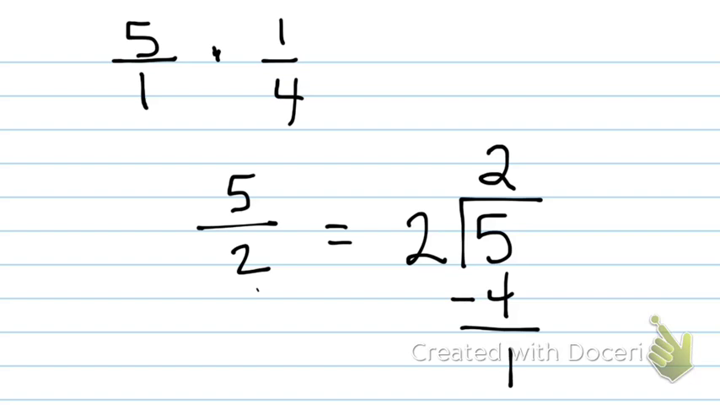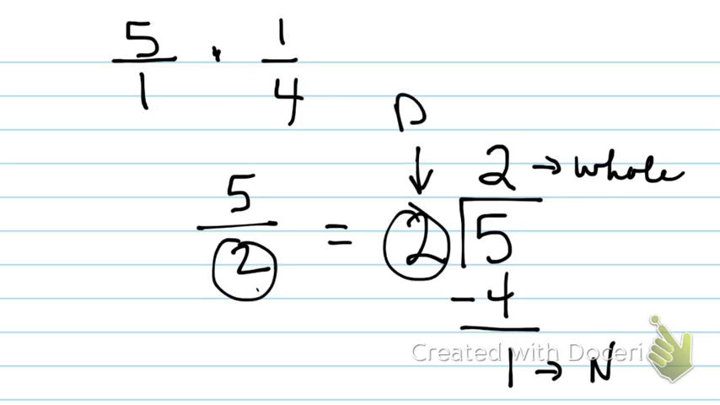Well, 2 won't go into 1, will it? So that's the remainder. So this part becomes the whole number, and this part becomes your new numerator. And this thing just stays the denominator, right? Because that was your original denominator. So this would be 2. What's your numerator? 1. And what's your denominator? 2. All right? So just basically, no matter what numbers you have, you just do the division.